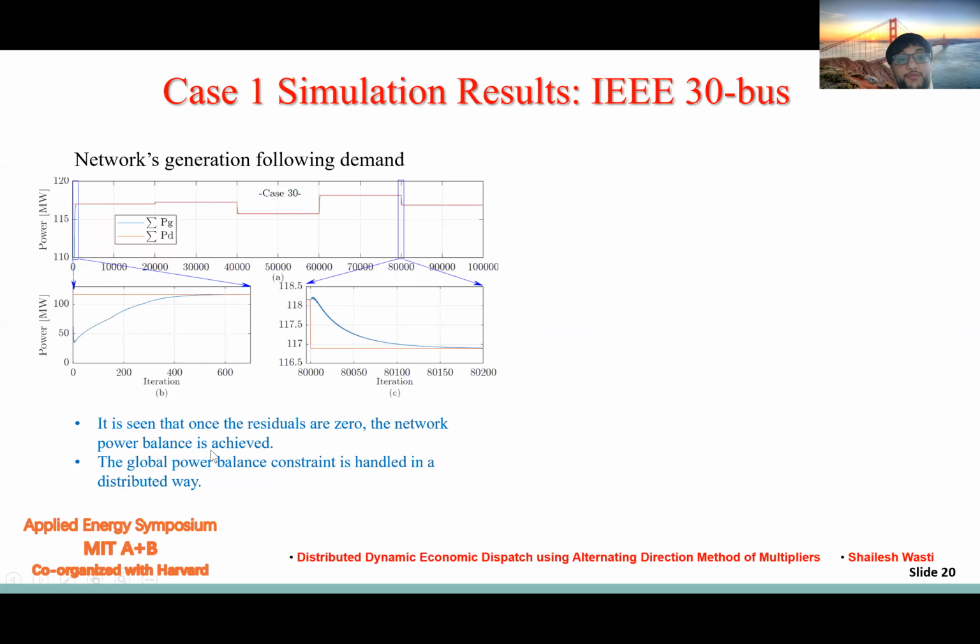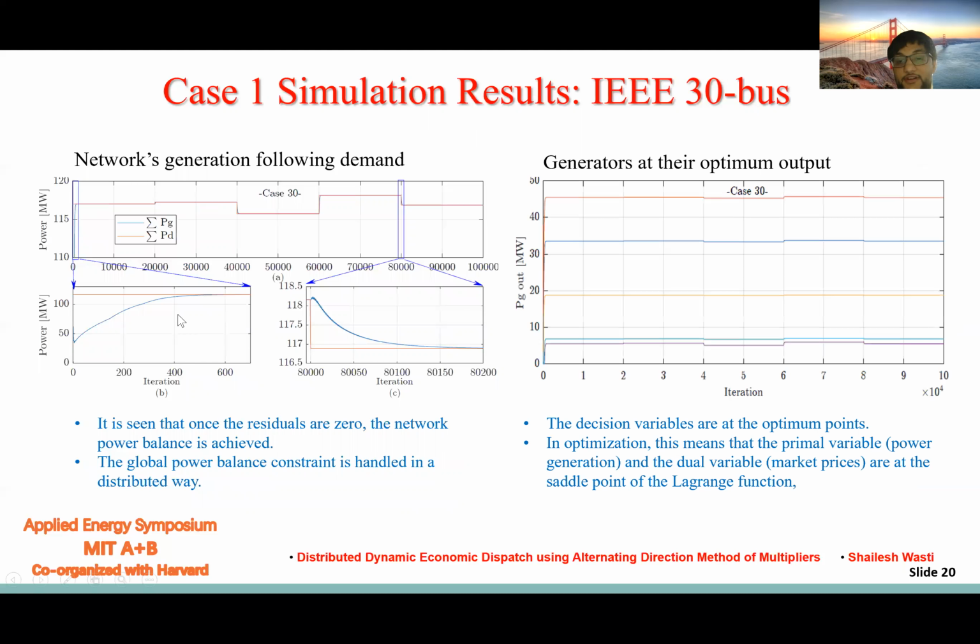So here what we see is the generation is following the demand. Once the residuals are zero, then the network's power balance is ensured. This is the case of the primal and dual being the saddle point of the Lagrangian function. So when these conditions are met, all the generators are at their optimum point, or we say the decision variables are at the optimum point.